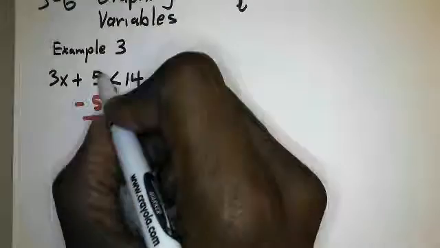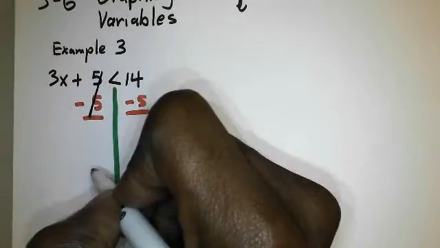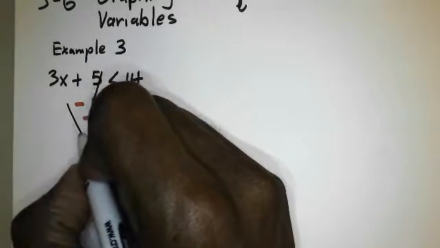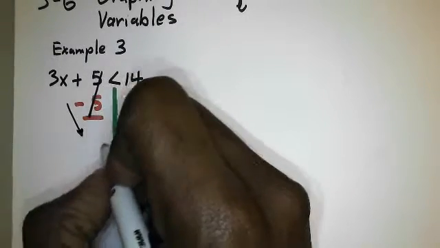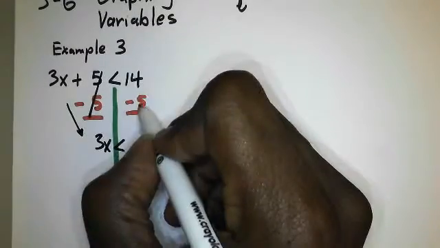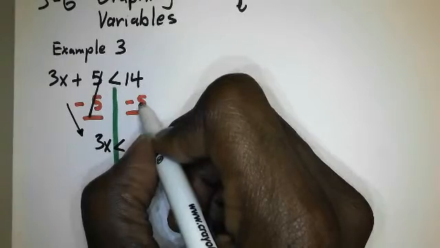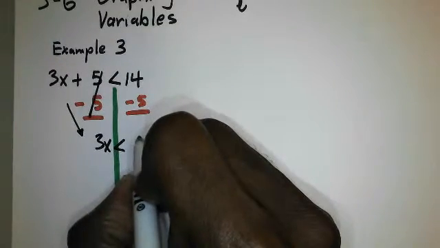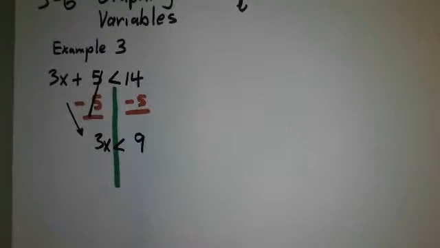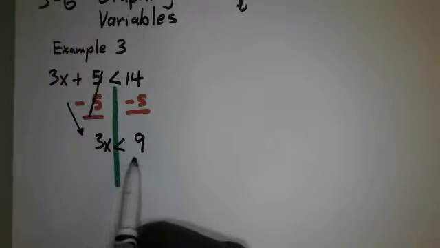Now when I subtract 5, these 5s cancel because positive 5 minus 5 is 0. I don't have to write a 0, but what comes down is the 3x. And it's still less than, and then it's 14 minus 5, which happens to be 9. Alright, so now we have 3x is less than 9.